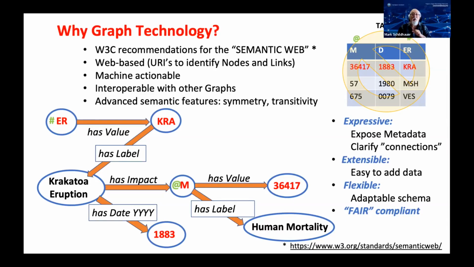And it is built according to W3C recommendations for the semantic web, which is really cool because it also uses web-based URIs to identify every node and link, making our graph highly machine actionable, interoperable with other graphs, and the semantic web recommendations enable all sorts of advanced semantic features like symmetry and transitivity. The graph technology we like because it's expressive, it's extensible, it's flexible, and it's very FAIR compliant relative to the data we ingest into the graph.